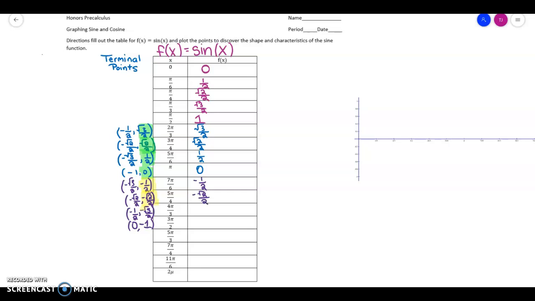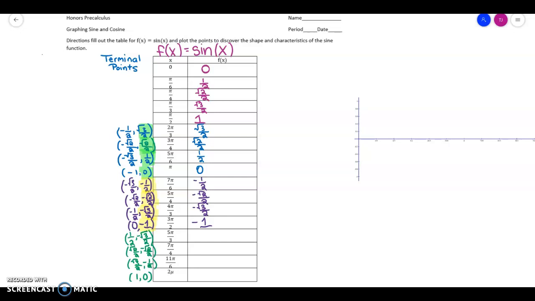Right, and at 4 pi over 3, the sine of 4 pi over 3 is going to be a negative square root of 3 over 2. Right, and to finish off quadrant 3, I go into that 270, that negative y-axis. The sine of 3 pi over 2 is just going to simply be negative 1. So remember, we use those terminal points to help us solve for sine.